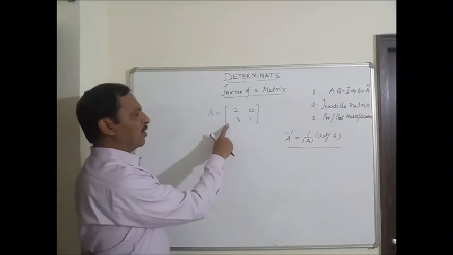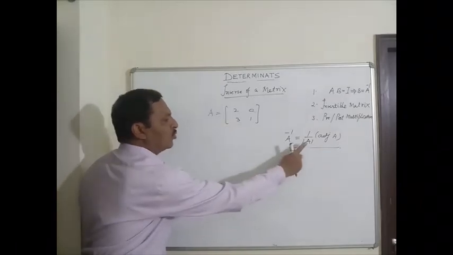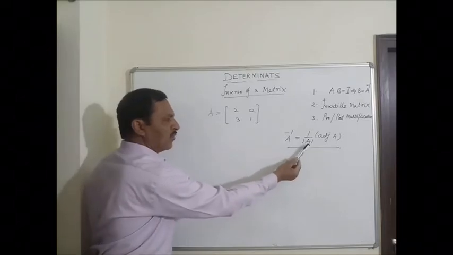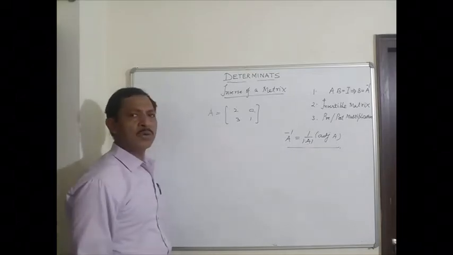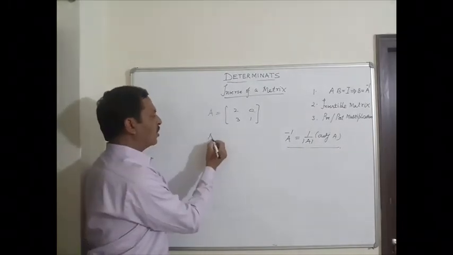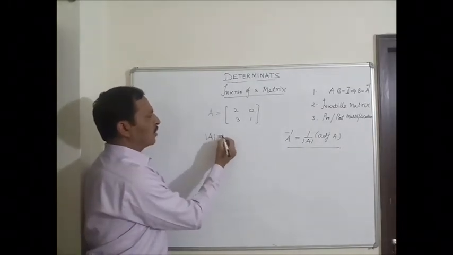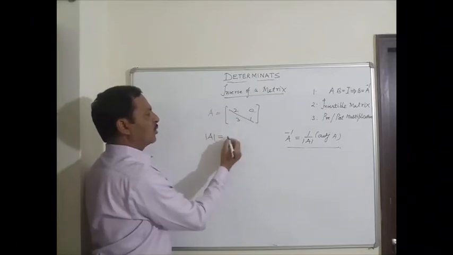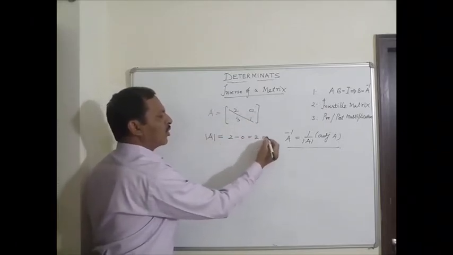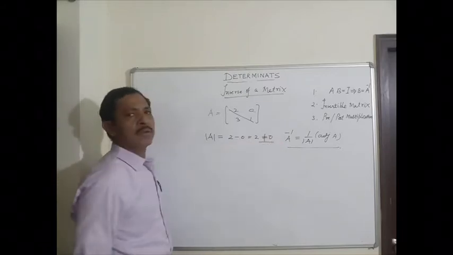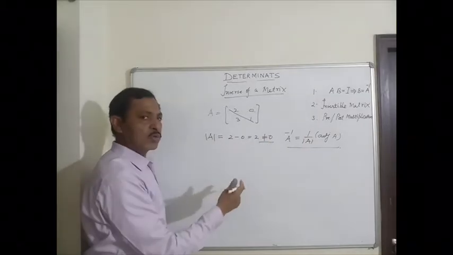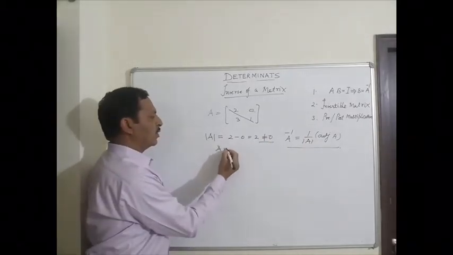For the invertibility of matrices, we have to just work on the determinant of this, because if the value of the determinant comes out to be 0, the inverse does not exist. So I found the determinant of this. What is the determinant of A? It's 2 minus 0. The answer is 2, which is not equal to 0. So the value of the determinant is not 0, and matrix A is invertible.